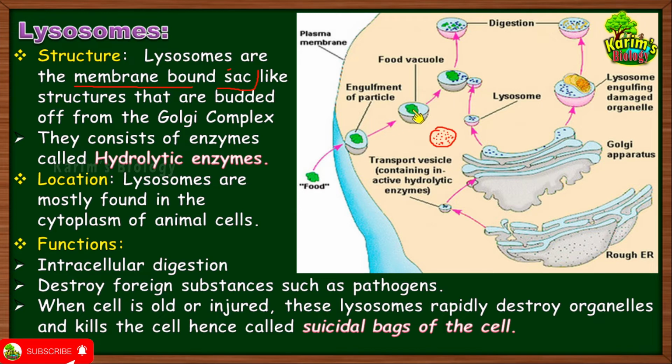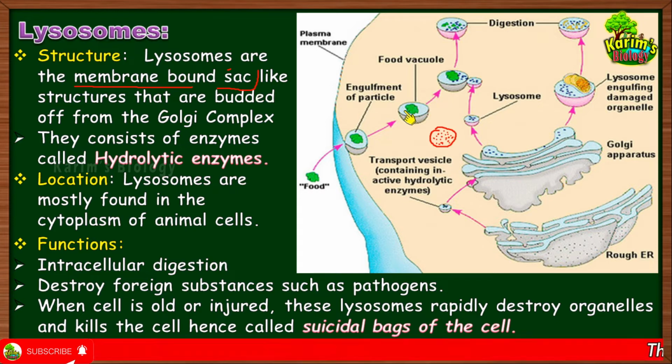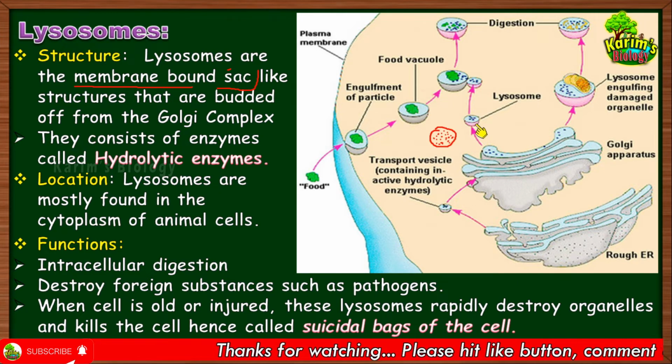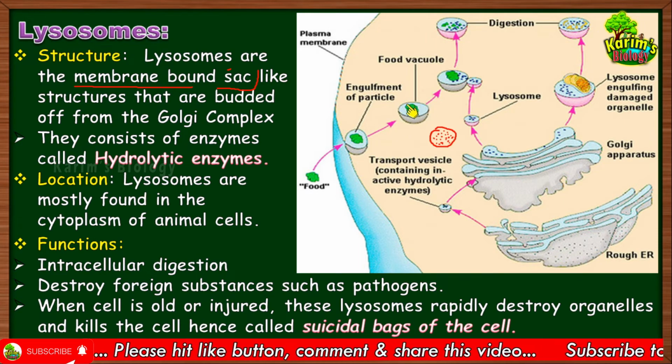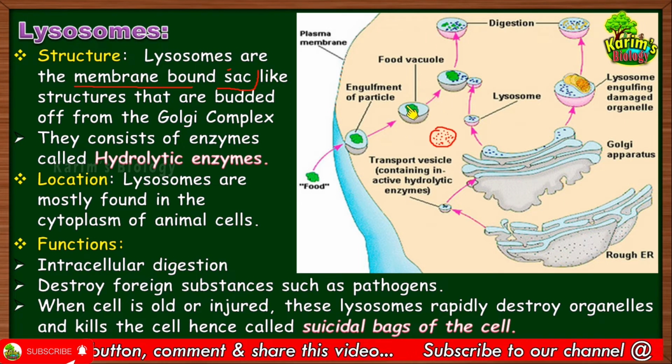Once it enters the cell, as it is a food particle, it should be digested, right? It should be broken into small pieces, and those small broken particles will be used by the cell within the cytoplasm. Now how will this food particle be broken down? It will be done with the help of lysosomes. Now you see what is happening here. The food has been taken into the cytoplasm and has formed the food vacuole.